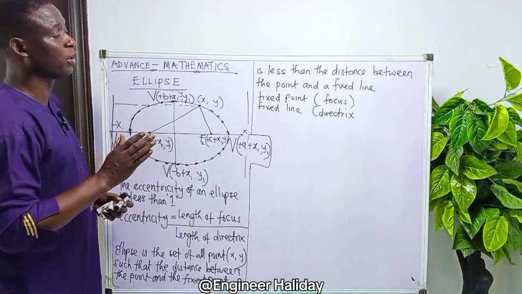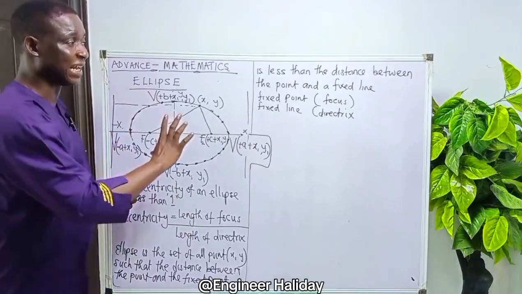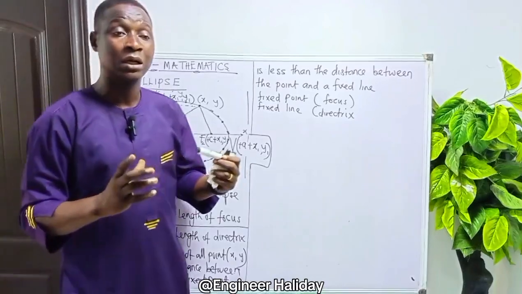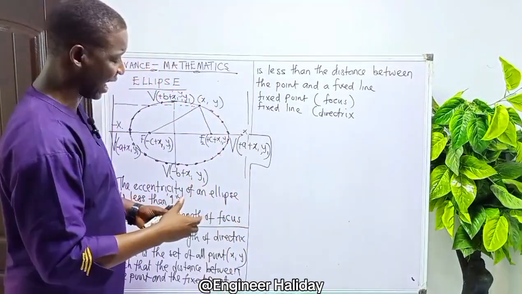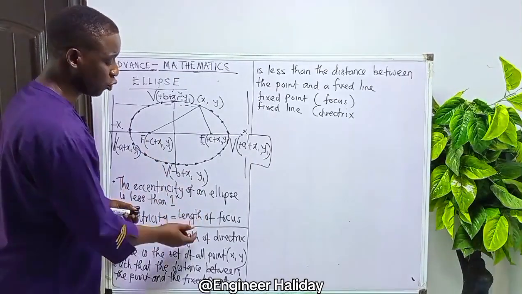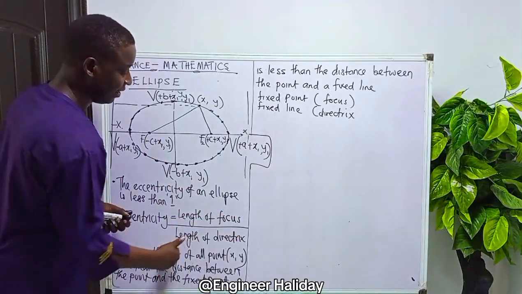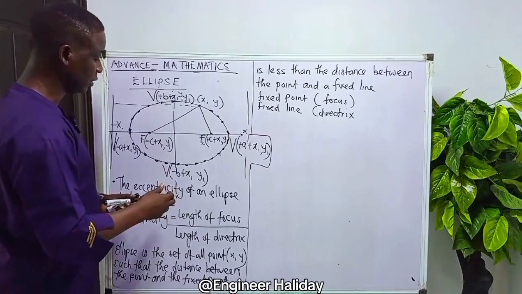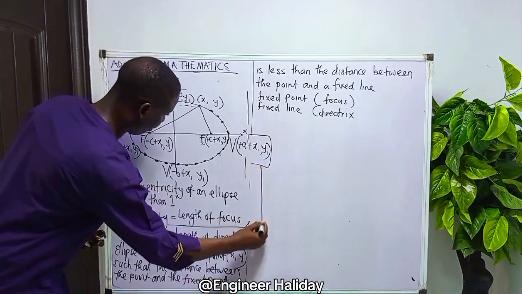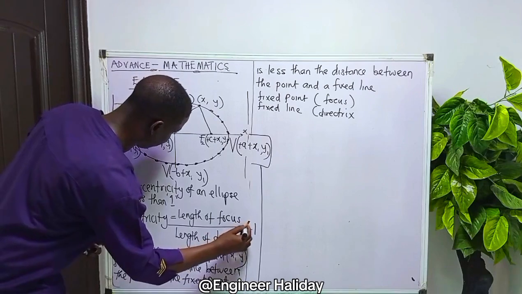Now, most importantly, in this analysis I'll be more precise. I don't want to talk about how to derive, but I'll be more precise. We have talked about the length of focus being less than the length of directrix. That is why the eccentricity is always less than 1, according to our definition.